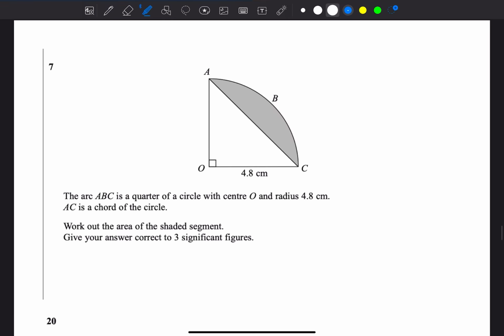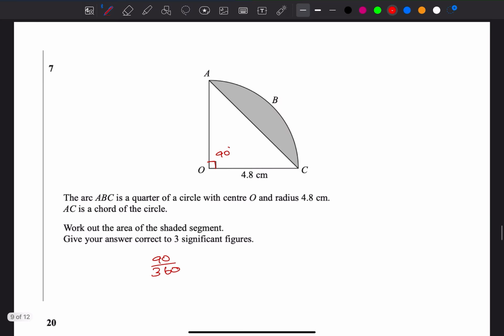Next one, area of this. Okay, cool. So we can work out the area of the sector. We can do it as a calculator paper question. It's easier, works quicker, isn't it? 90 over 360, area of sector, times pi times radius, which is 4.8 squared. Take away the area of the triangle.